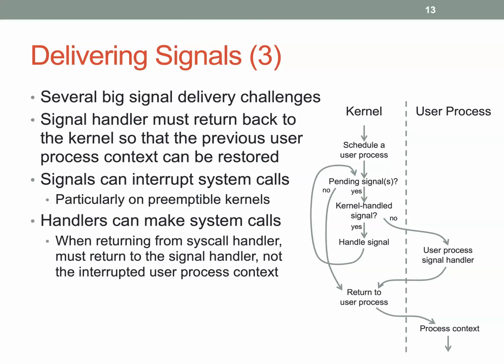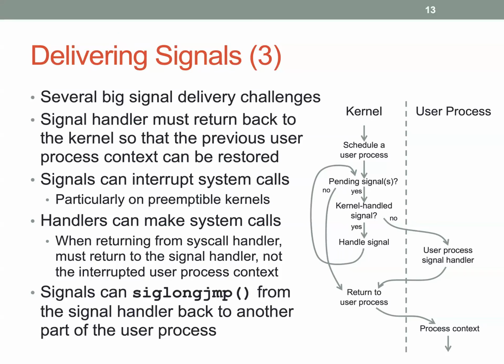Handlers can make system calls. So this is where it starts to get really crazy, right? I could be in a read call waiting for the console. A SIGALRM goes off, and in my SIGALRM handler, I write something to the console because I call printf. How does that work? So there's complexity here. I mean, this is why I love this. It's such a remarkably elegant and sophisticated mechanism.